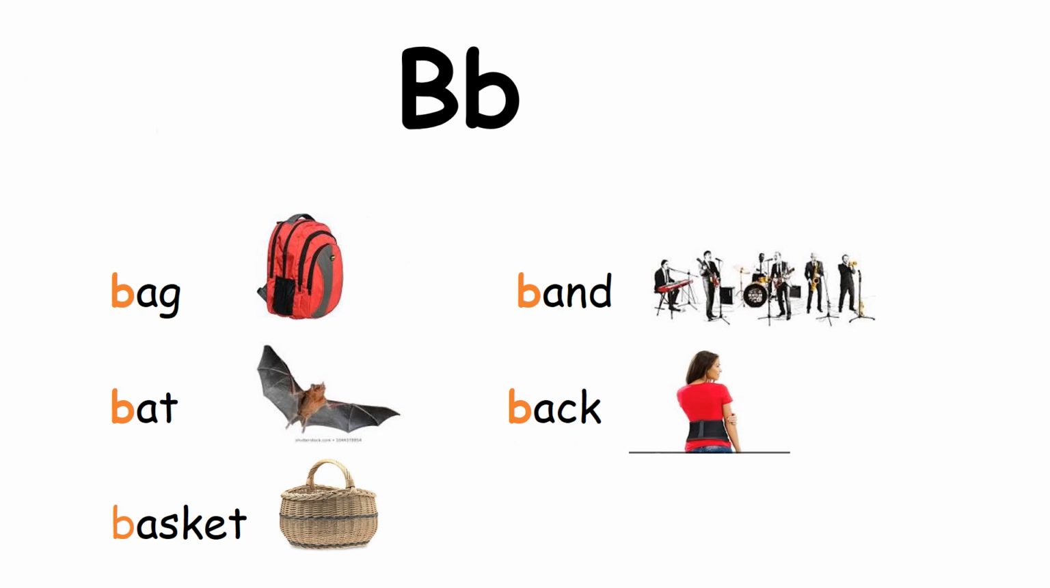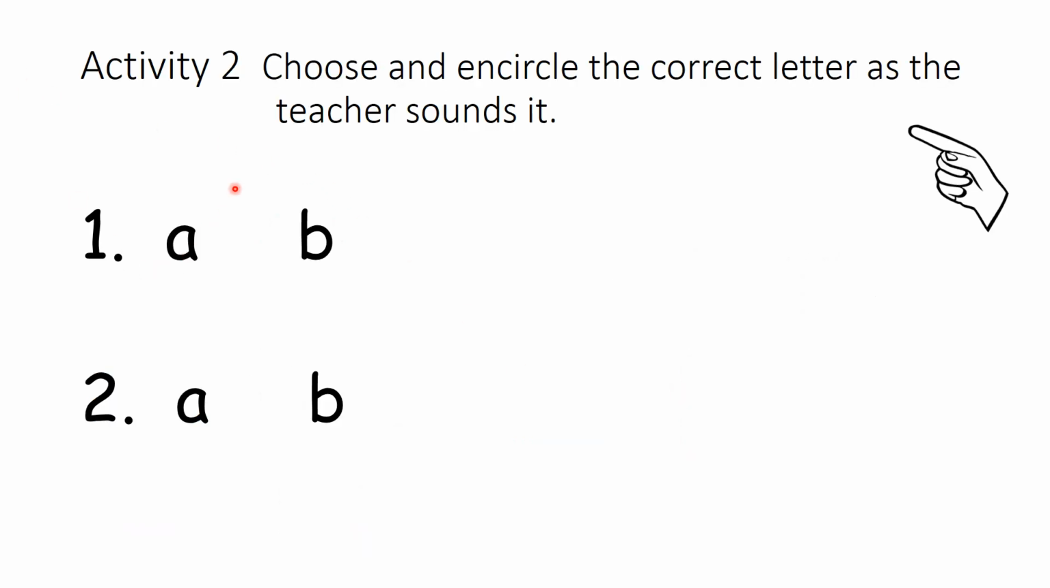Good job! Now, let's do this activity. Choose and encircle the correct letter as the teacher sounds it. Okay, so I want you to use your pointing finger. So imagine that this is your pencil. And as I sound the letter, choose between these two letters which one. Okay, so listen carefully. Number 1, the sound is B. Okay, so I want you to answer it now and circle.